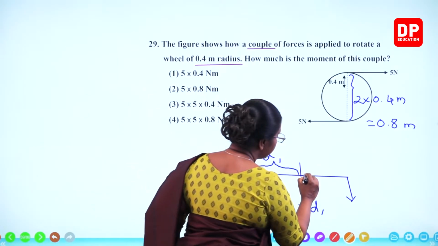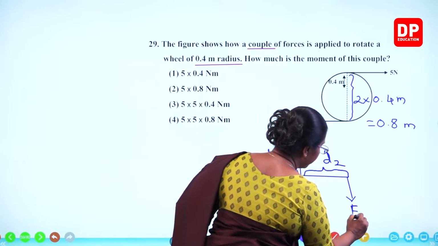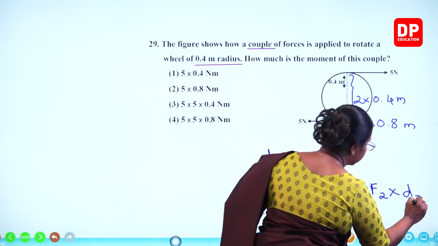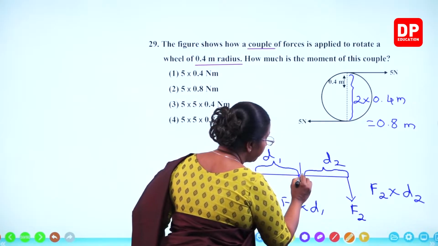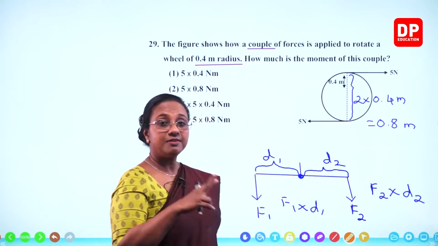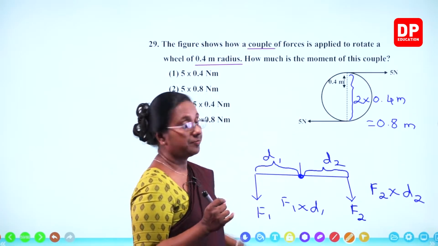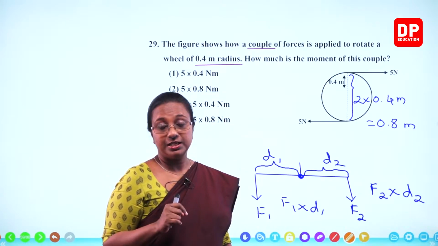The same way on this side also you can have D2 and F2, here you will have F2 into D2, that is the moment of force. Now here we consider from the point of rotation. That is if there are two moment of forces. But there it is a couple of force. So then what do we need to consider?